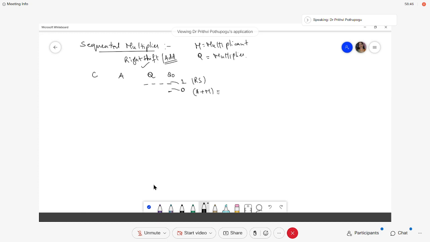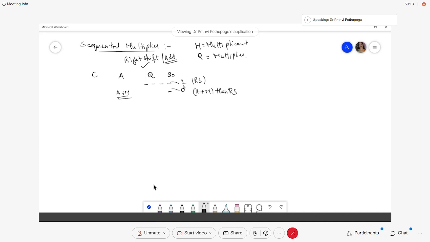If Q0 bit is 1, direct right shift. If Q0 bit is 0, we add the multiplicand bit to the accumulator value, that means A plus M. Then we do the right shift. Again, we check for Q0, and either do the right shift or add the multiplicand and do the right shift. These are the two iterations that complete the multiplication process. So let us put it in a simple flowchart form so that we can refer back.